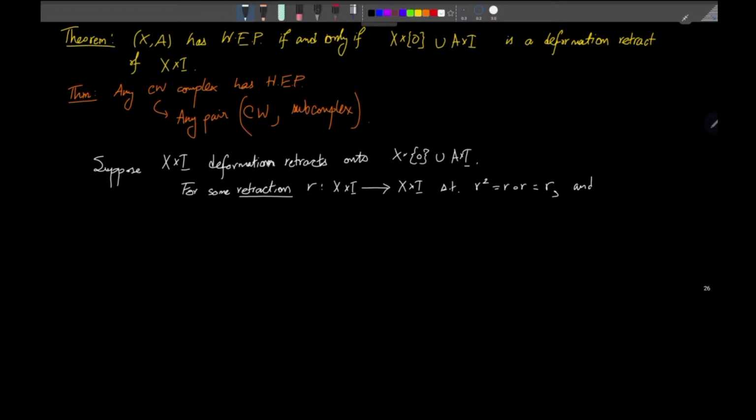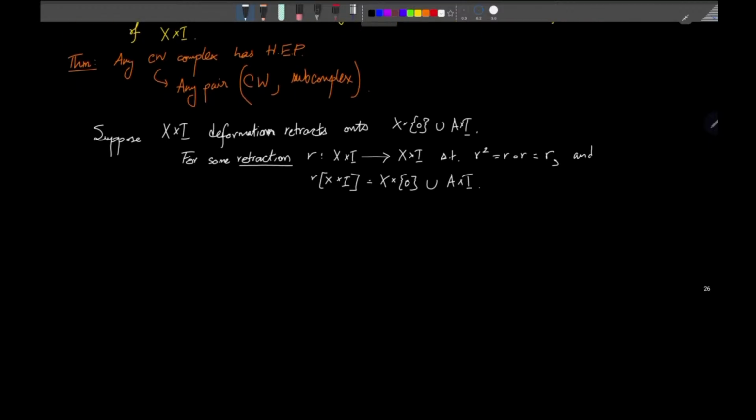And the image, so R of X cross I, is equal to this subspace. For some deformation retraction R like this, we have the identity on X cross I is homotopic to R. Okay, great. All nice.